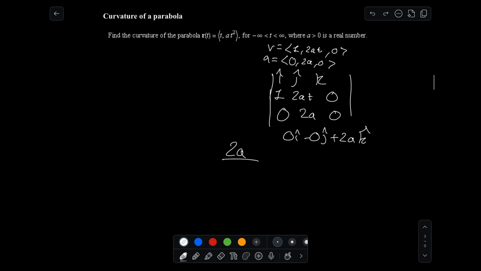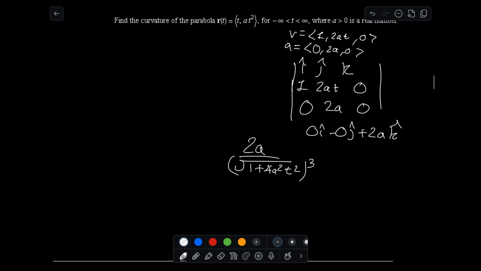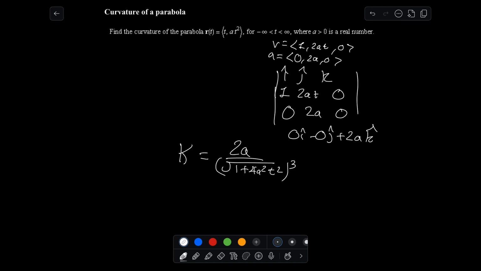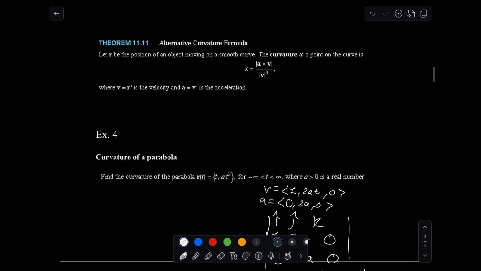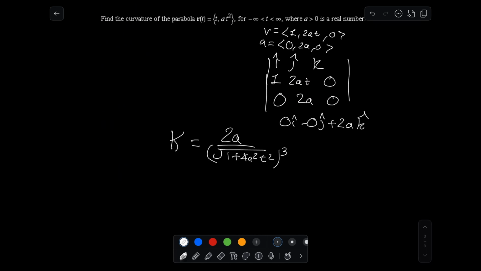Oh no, magnitude of V cubed, excuse me. So it's going to be the square root of 1 plus 4A squared T squared, cubed. And that should be our answer for kappa. And let's just see, as A gets larger and larger, as T gets larger and larger, what does the curvature of a parabola become?